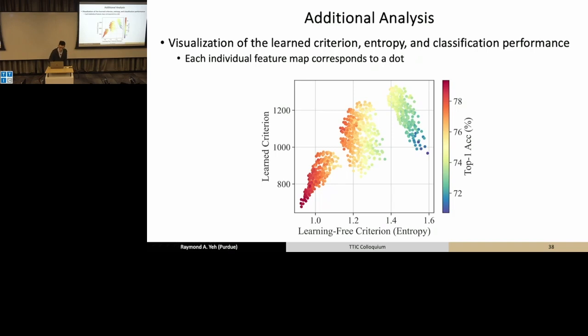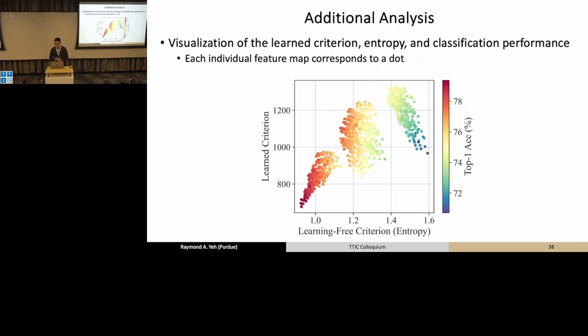So what you see is that the learn criterion that we have somewhat correlates with the entropy, and low entropy and low learn criterion actually correlate with high accuracy. This is really one of the reasons why this approach works: it allows you to select feature maps which give you high accuracy. But we're just checking this out.